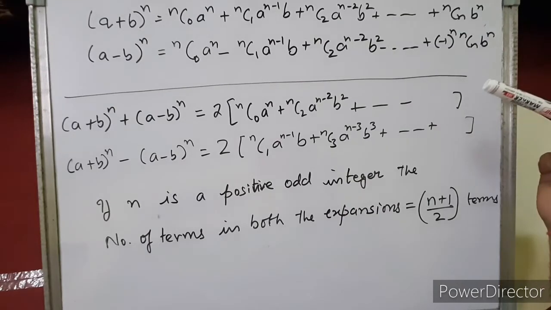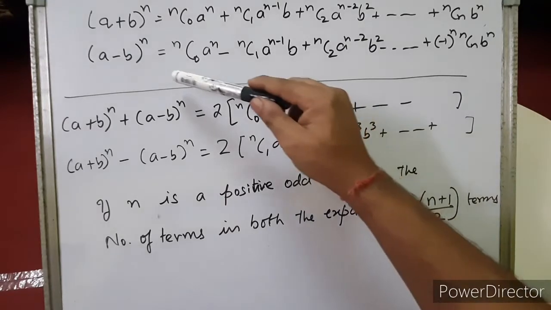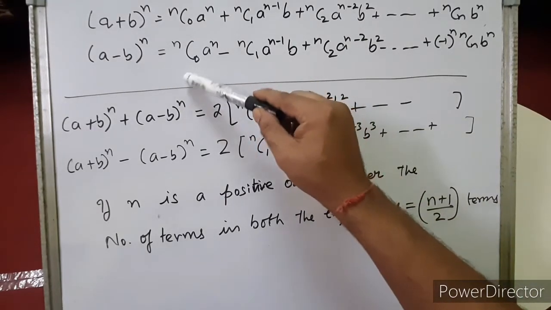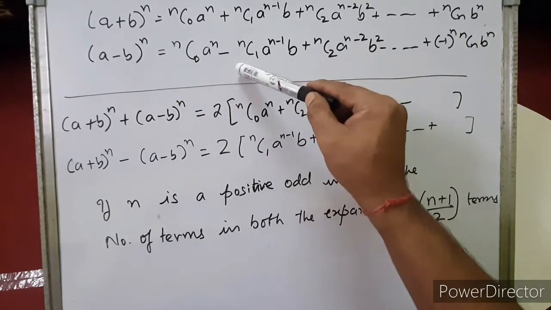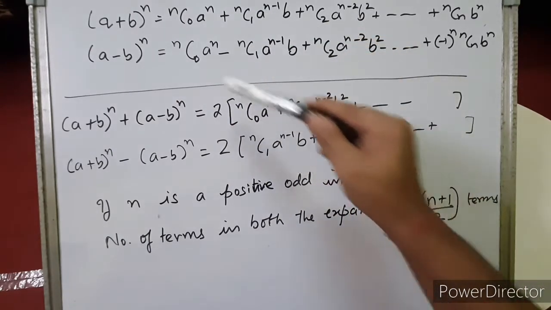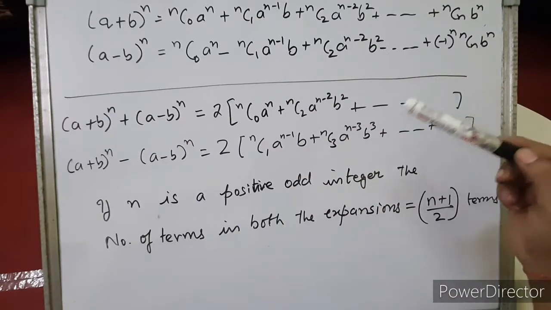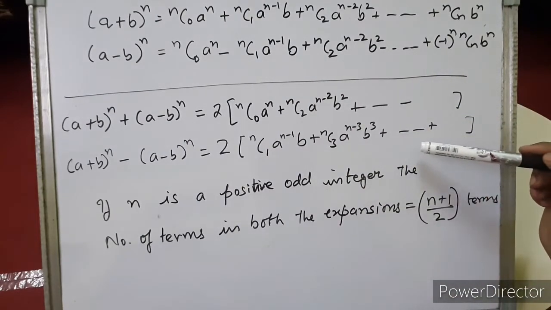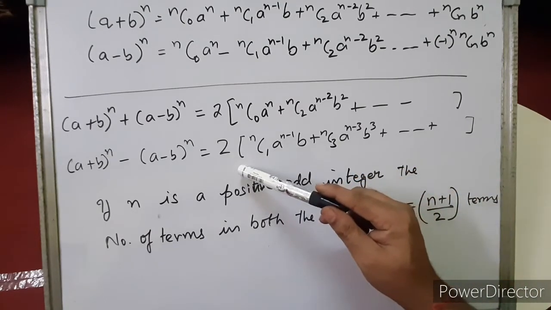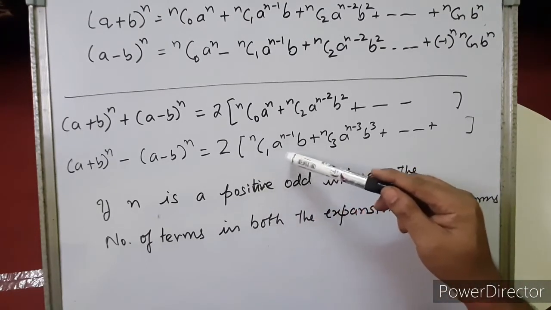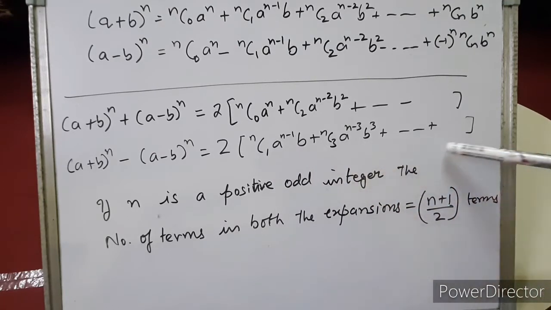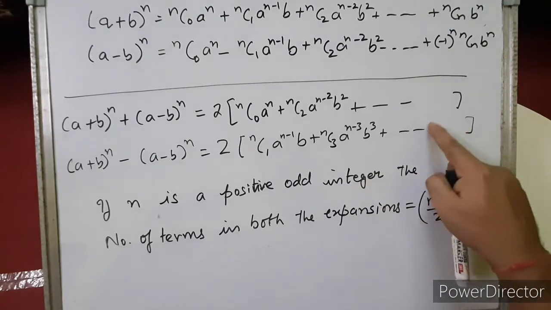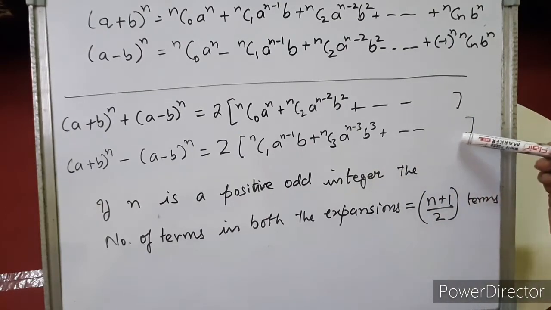Similarly, if we subtract these two expansion series, what will we get? The sign will change when we subtract. Where plus is written, it will become minus, and where minus is there, it will become plus. So odd terms will remain and even terms will get cancelled, right? So when we subtract (a + b)^n - (a - b)^n, the expansion will be 2 times [nC1 a^(n-1) b + nC3 a^(n-3) b^3 + and so on up to].